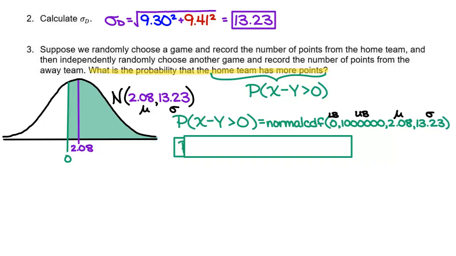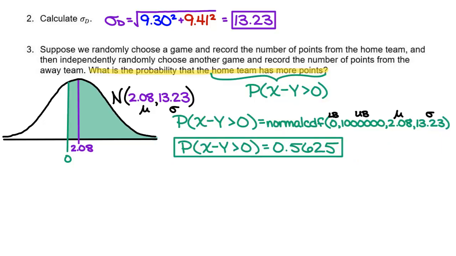And what did you get? 0.56. I would take it out just a little bit further. I would go at least to 3 decimal places on this. But I got 0.5625. If you were asked to interpret this, what does an answer like this mean? Let's read it left to right and help me interpret this.